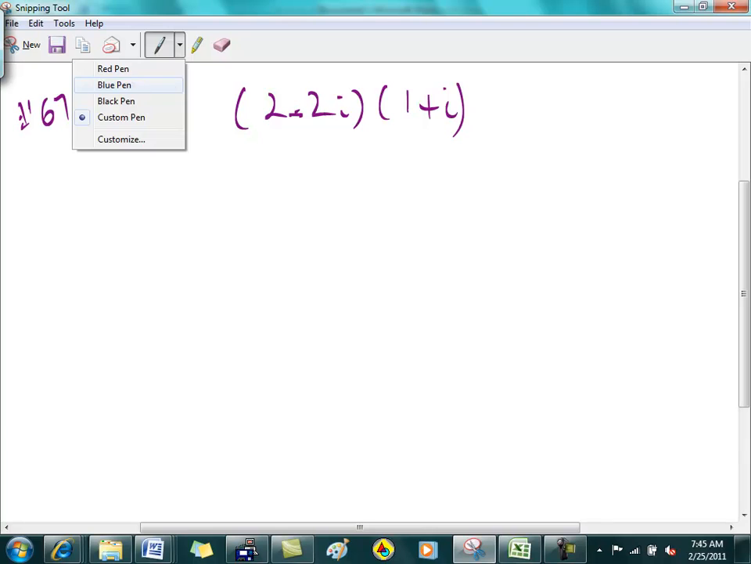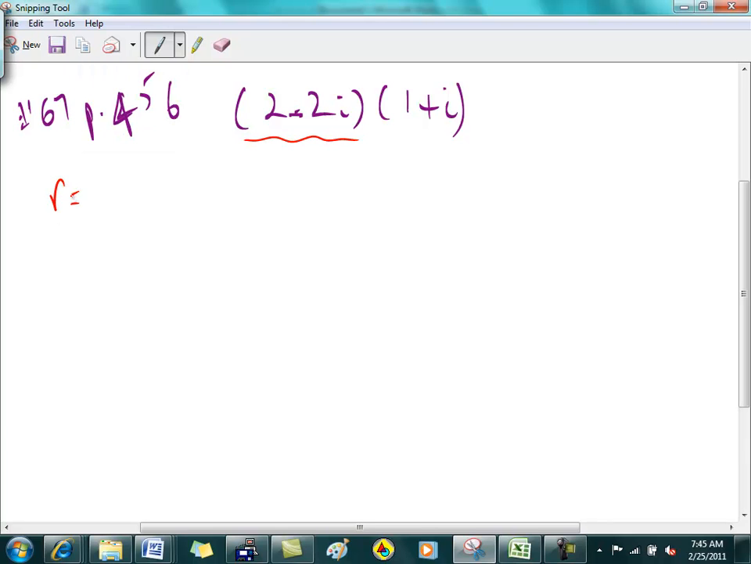So I'm going to use red pen for this guy. So r is equal to the square root of 4 plus 4, which is equal to 2 root 2. Okay? Theta is equal to tangent inverse. No, you can never leave it as square root of 8. I take a point off for that. Yeah, really. Thou shalt always simplify radicals.